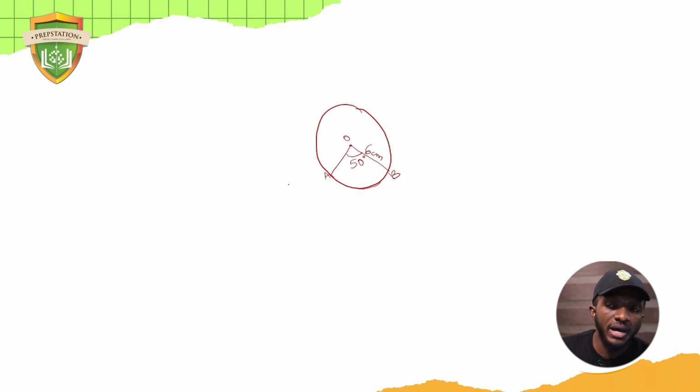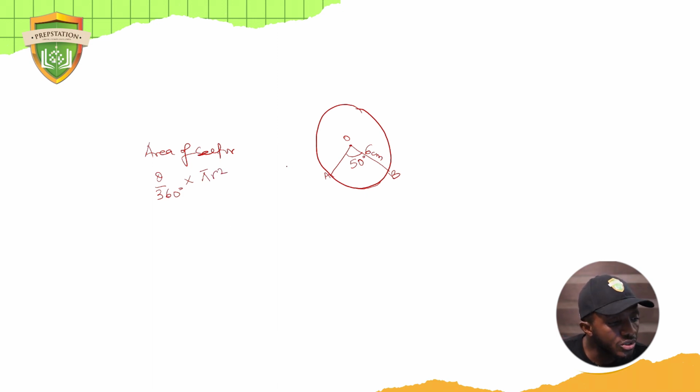So we want to find the area of the sector that is formed. Remember I told you that a sector is a fraction of the entire circle. So the area of a sector will simply be a fraction of the area of the circle. So this is the formula: theta over 360 degrees times the area of the circle, which is pi r squared. Are we good?